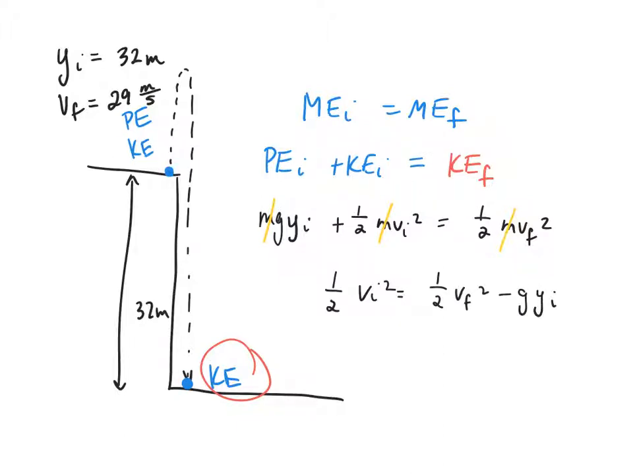So I would start by subtracting g y i. G y i is a term. This is a number, right? G is 9.8, y is 32. This would be a number. I would take this number and subtract it from this number. So I'm literally going to do that. I'm just going to move it over with variables. Then I'm going to multiply by 2. And then I'm going to take the square root.